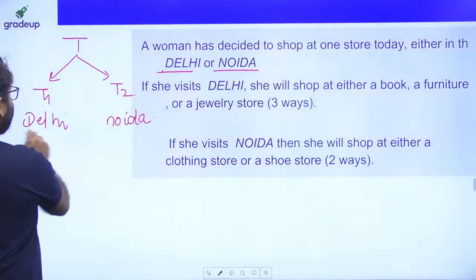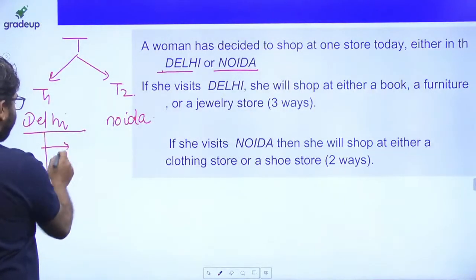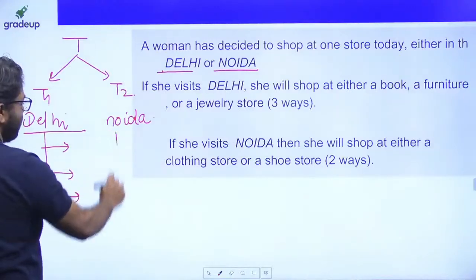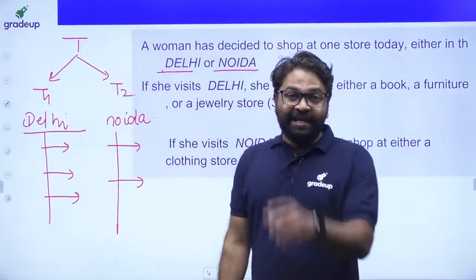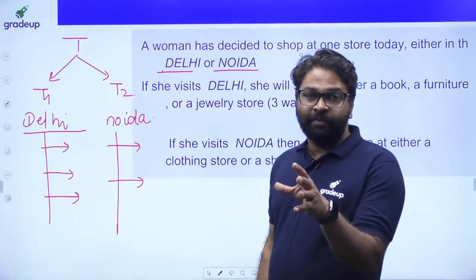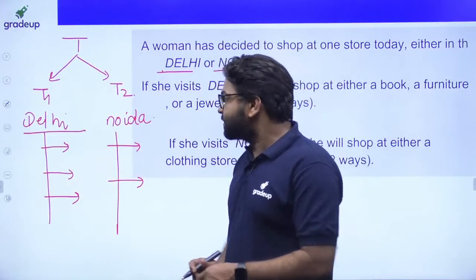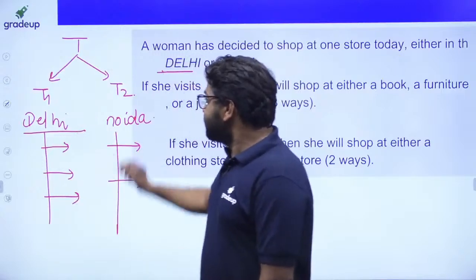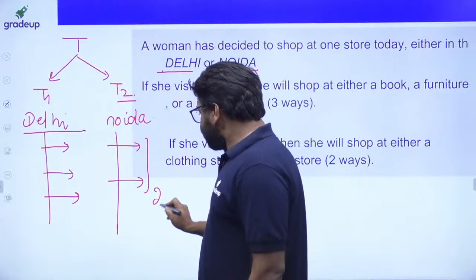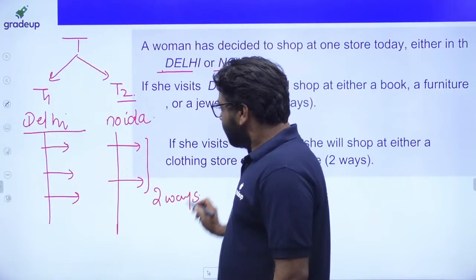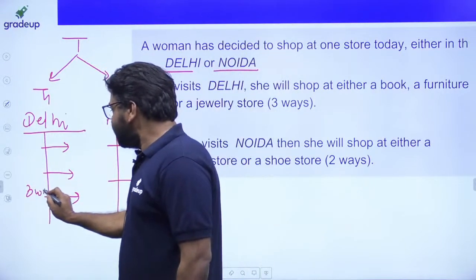If she goes to Delhi, she has 3 possibilities: 1, 2, 3. If she goes to Noida, she will have 2 possibilities. So there is a task T that can be divided into two tasks, T1 and T2. Here we can do things in three ways, and here in two ways.